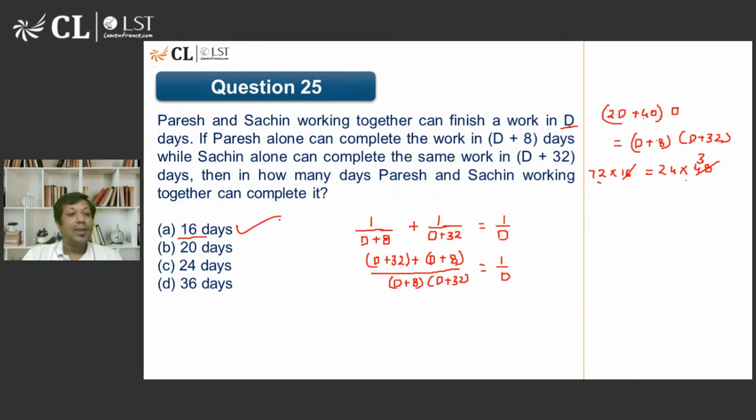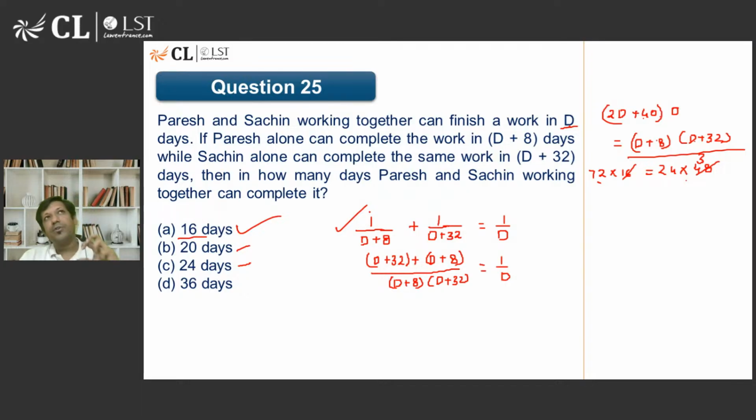That's option A. If it doesn't match, I would have used another value of D, that is 20. If it still doesn't work, I would have used a third value. If it still doesn't work, it means my answer is D. I don't need to check for the fourth value because the maximum number of values I need to check is 3. Because if three are wrong, then the answer should be the fourth only, right? So I have written till this point, then used the values. You could have used the values at this stage itself. Still, that would have been fine, right?